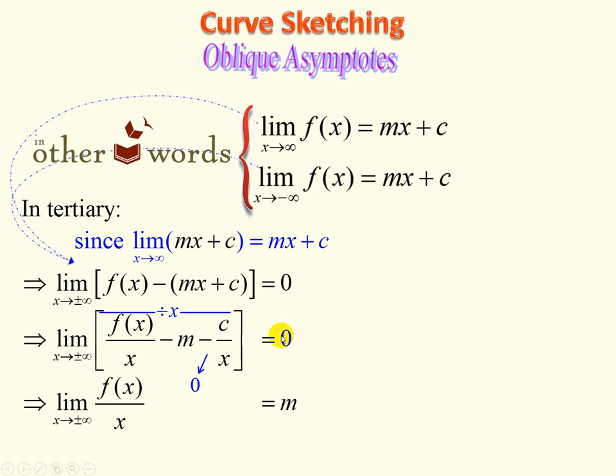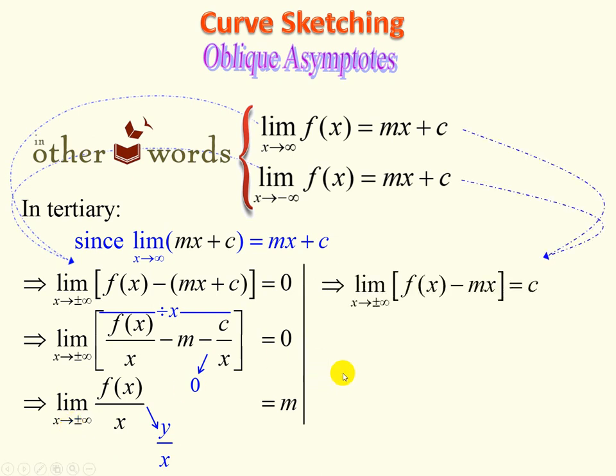Take the m to the other side because it's constant, so we can take it out of the limit. And now we have that m, the gradient of the oblique asymptote, is the limit of f of x over x as x tends to infinity or negative infinity. Note that that is not too bad to remember because in fact it is simply y over x. f of x is y. So it's the limit of y over x as x tends to infinity.